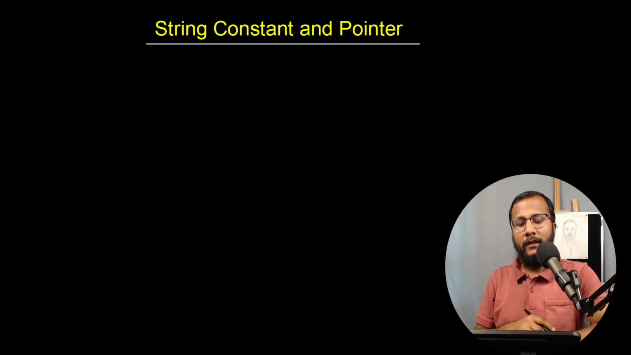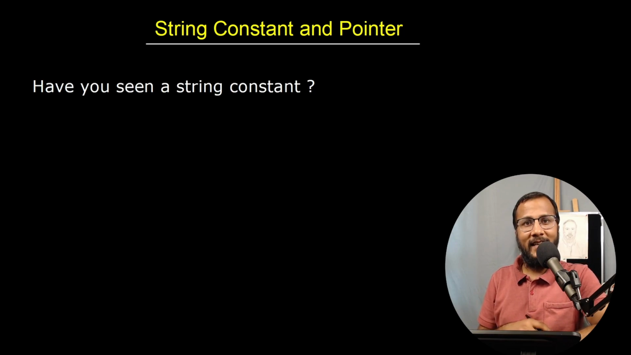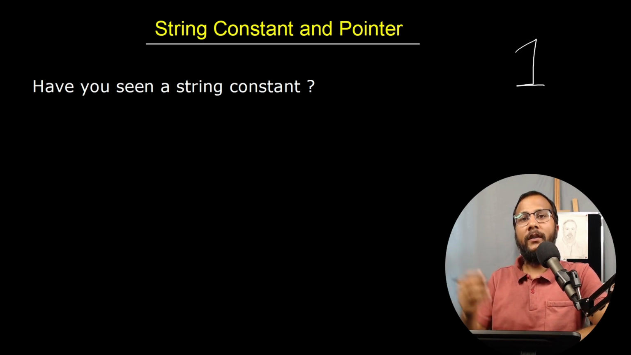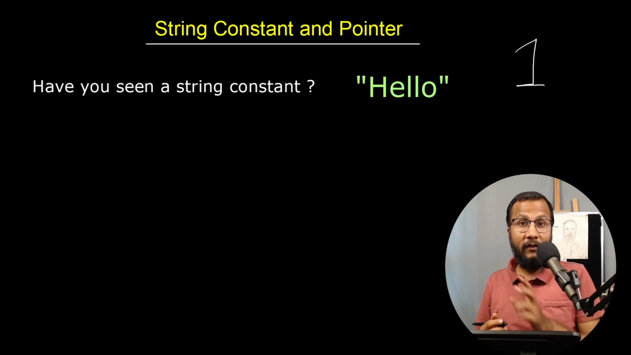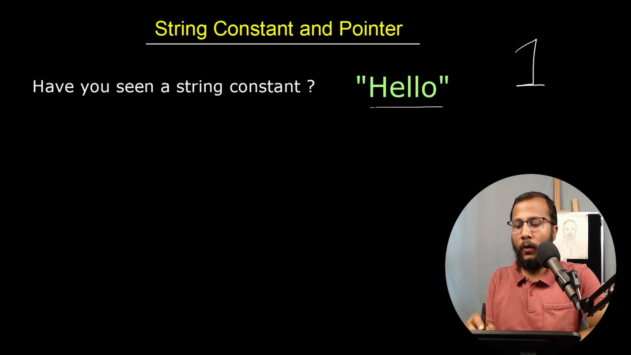Now, first of all, have you seen a string constant? What comes in your mind whenever I say string constant? For example, if I just write 1, what is this? You say this is an integer constant, right? Similarly, you have already encountered in many of the previous programs, whenever we write text inside double quotes, it becomes a string constant. Like in this example, you see hello is a string constant because it is enclosed within double quotes, right?